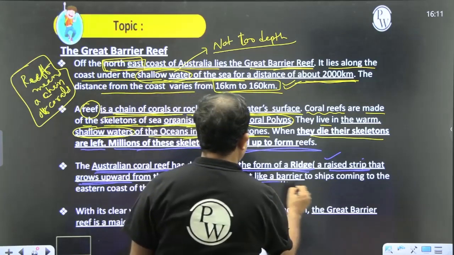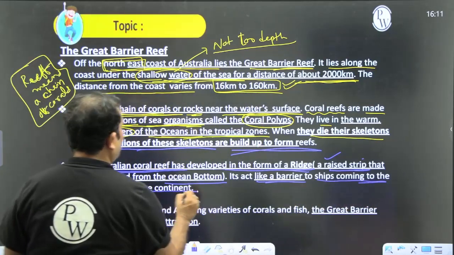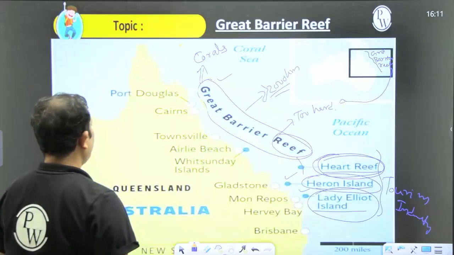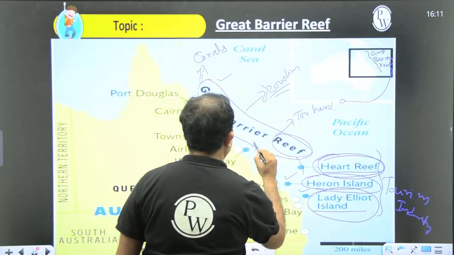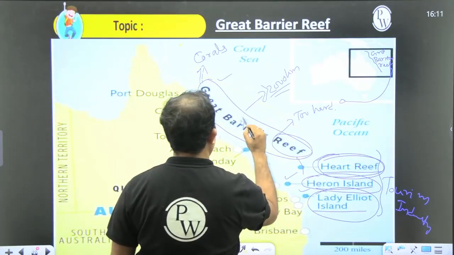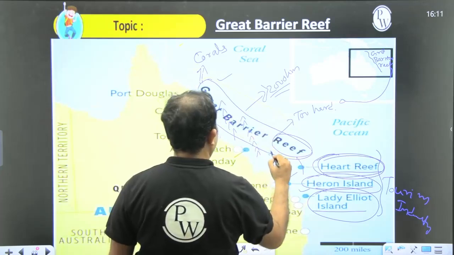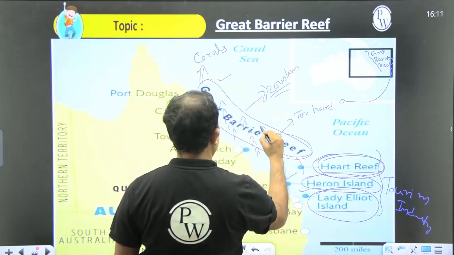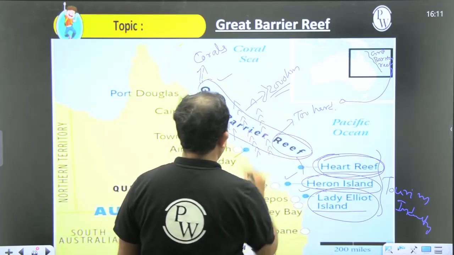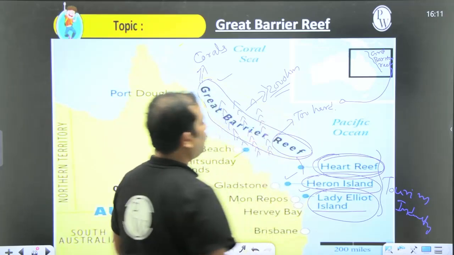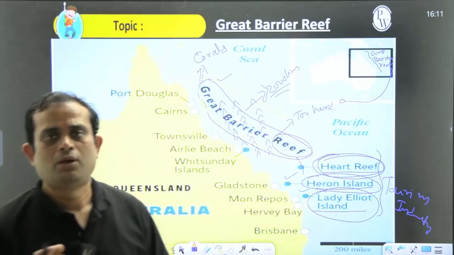It acts like a barrier to the ships coming to the eastern coast of the continent. Barrier reefs rise from the ocean bottom, and they are so hard that they act like a ridge, or we can say a great wall to the ships coming.